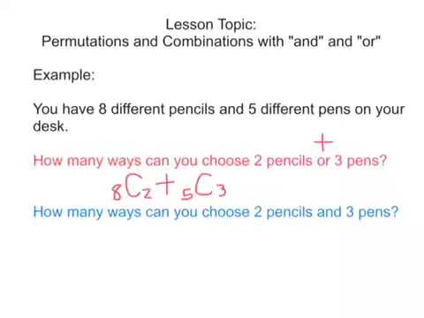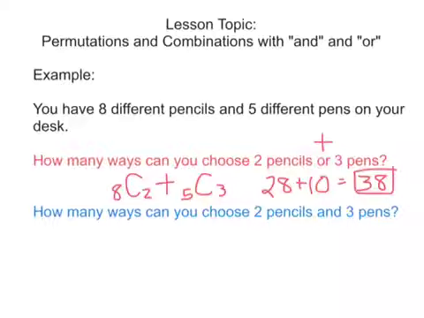8C2, if you compute that on your calculator, is 28. And 5C3 is 10. And 28 plus 10 is 38. So there are 38 different ways that you could grab either 2 pencils or 3 pens. There are this many options in the first situation, this many options in the second situation, and one of those 2 things is going to happen, so 38 possible ways.